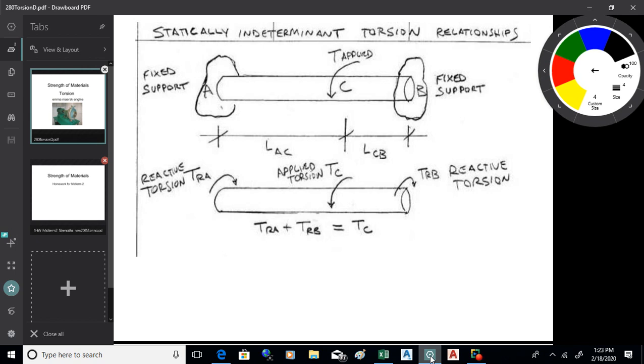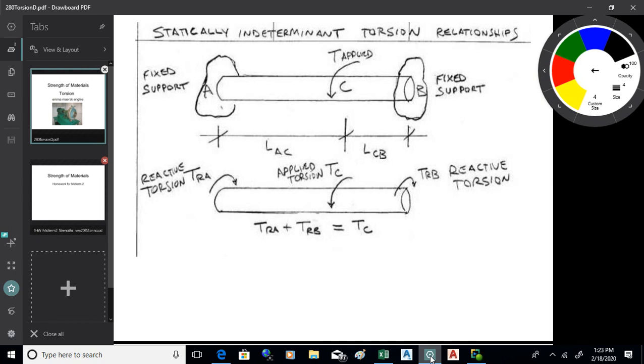So I'm on page 689 is where I'm at. So if you have a bar and two fixed supports and you apply a torsion there in the middle, you're going to twist the bar, okay? This is what's going to happen. Now there's two key relationships that we want to be aware of here if we do that.